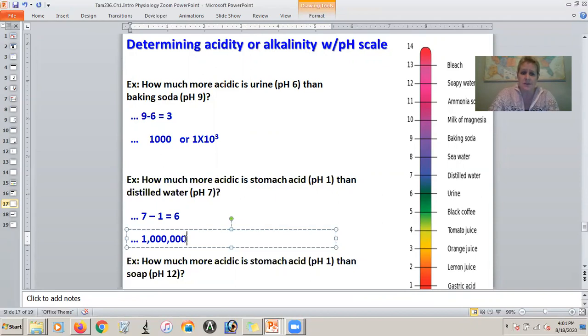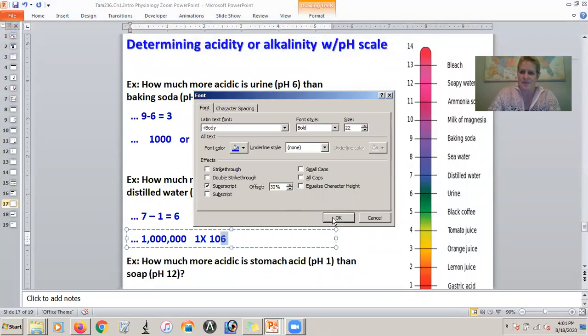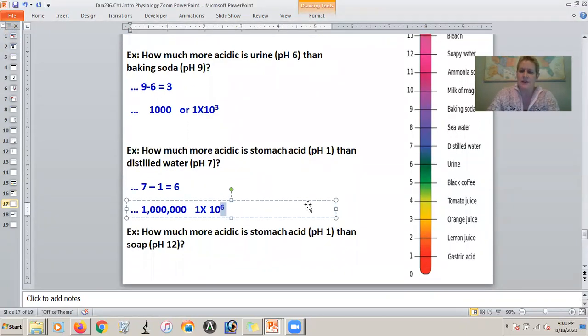Or you could do the scientific notation route, which is 1 times 10 to the 6th. Oops, not 9, the 6th. And if I should do it right, I should have the superscript there. Okay, that's it. So I'm going to let you guys figure this last one out, and I might have it in a future quiz, or I'll give you an example.